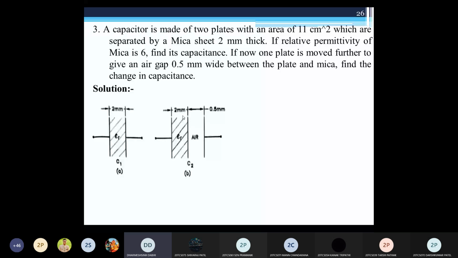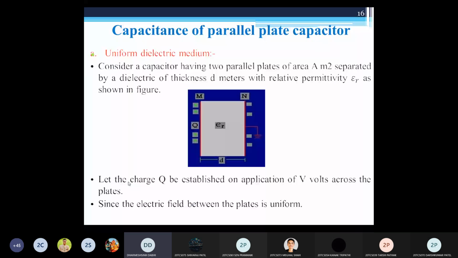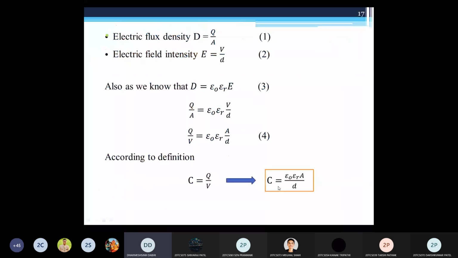Which equation do you use to calculate C1? Anyone? C is equal to A into epsilon naught upon D. So for C1, you use the equation epsilon 0 epsilon R into A divided by D. When there is only one dielectric medium, you can see the theory here, a uniform dielectric medium. Here we have only mica, so that has a uniform dielectric medium. So for that the equation is C equals epsilon 0 epsilon R A divided by D. We already derived this equation in the last lecture. So use this equation, epsilon 0 epsilon R A by D.